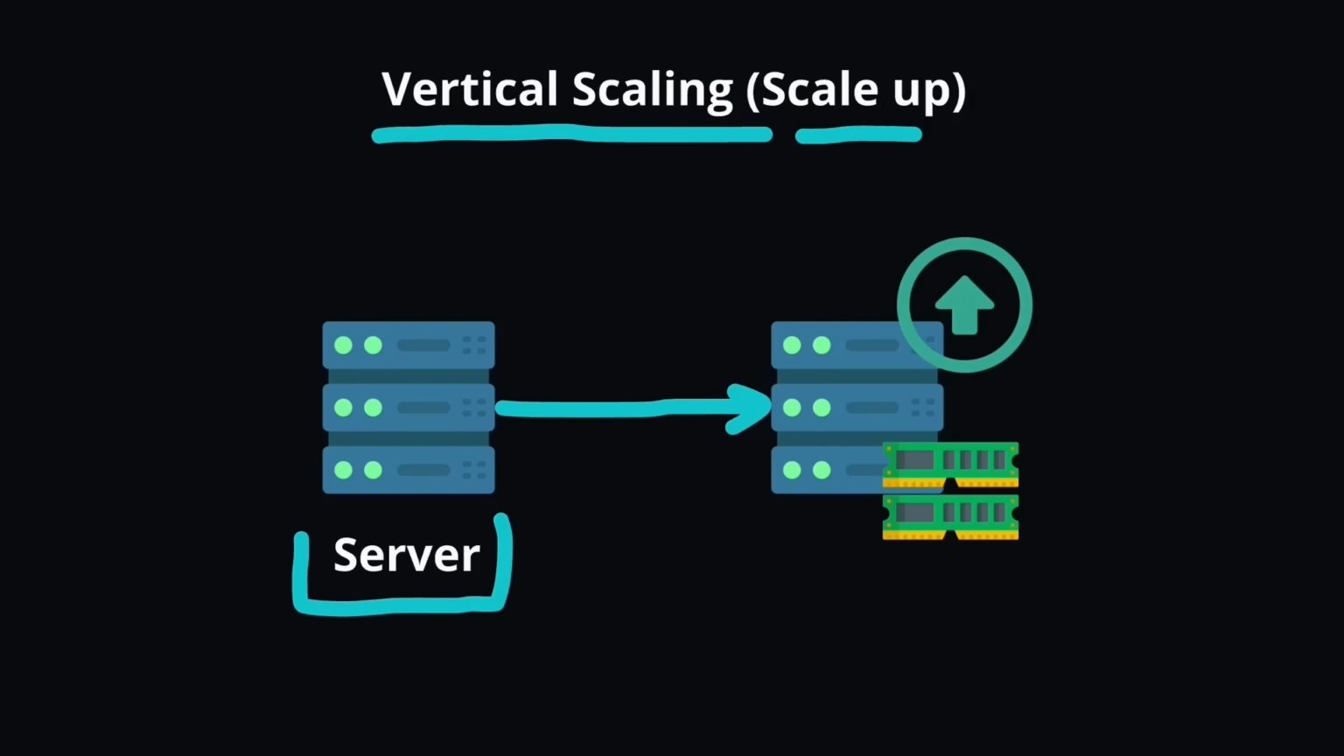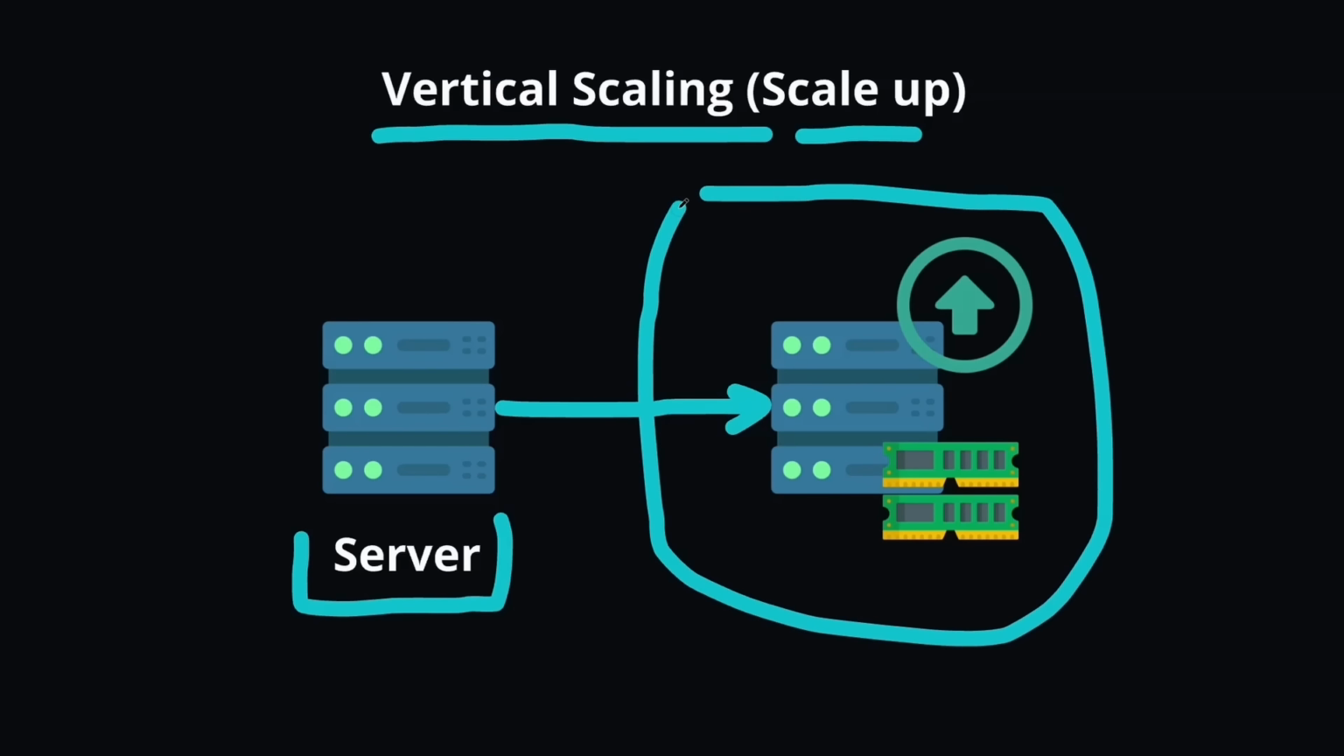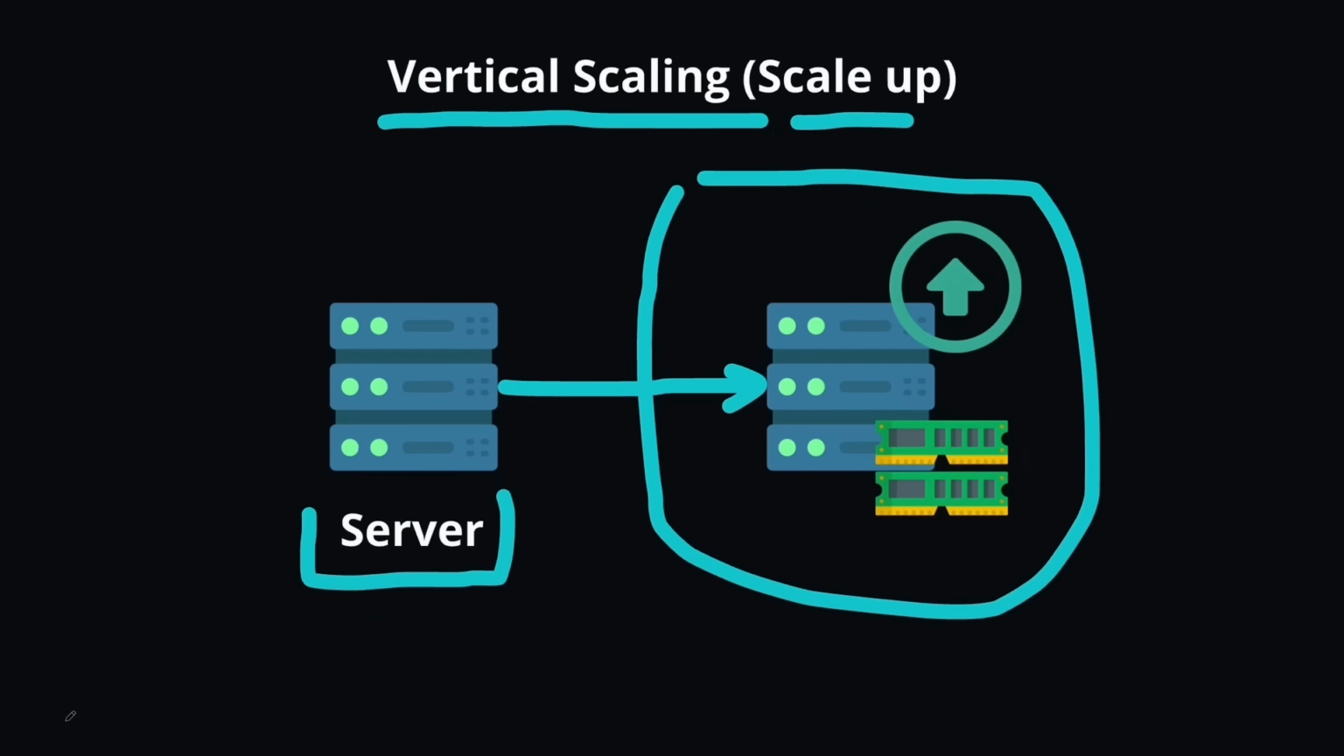There is a hard cap on how much you can add to a single server, and eventually you will reach a limit on how much you can upgrade your new server. And the second reason is lack of redundancy, meaning if this server goes down, you don't have any other servers to serve your users, which means that your whole application goes down with your single server.